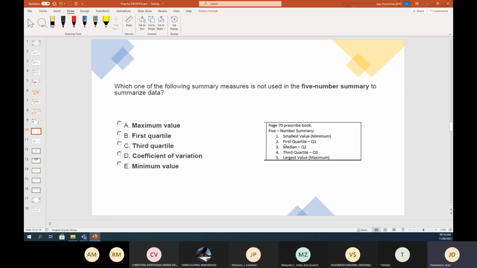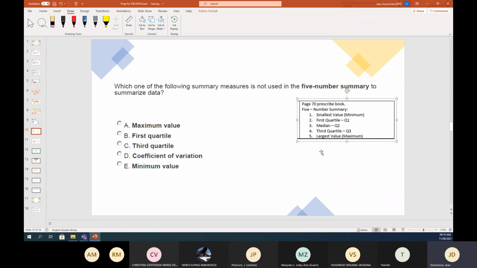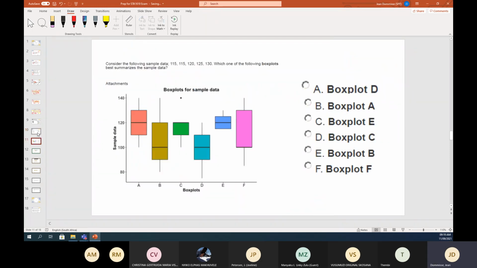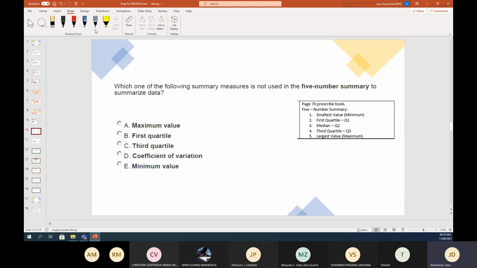So again, this was actually from the prescribed book. And this nearly leads into the next questions of the box and whisker, the box plot. So let's say that is your smallest number, that is your maximum number. So your 5-point summary has the minimum and the maximum.